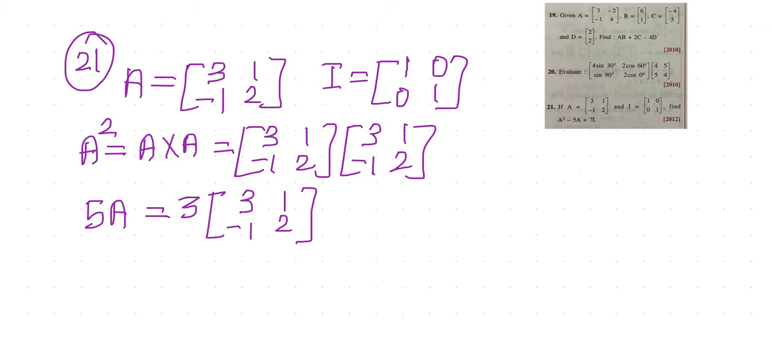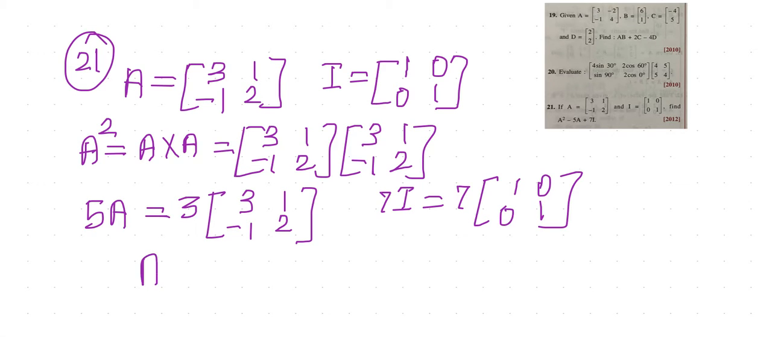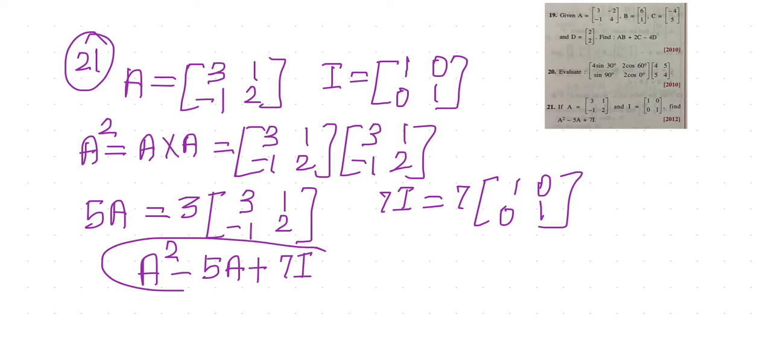And then you will be doing what? 7 times of I, which will be equal to 7 times of 1, 0, 0, 1. So once you are getting all these values, just put this in form, children, that A square minus 5A plus 7I. So you can easily get the answer. Okay, so this question is very easy, children. So question number 21 also I'll be marking as homework.